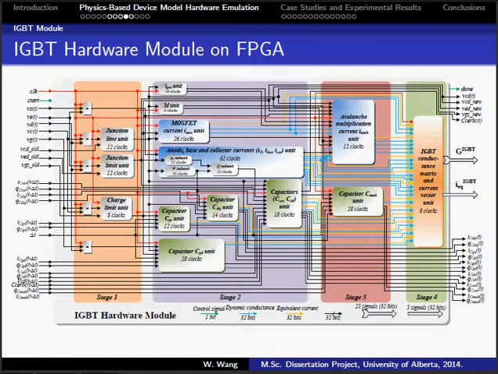Stage 4 receives the calculated dynamic conductance, shown as the blue arrows, and the equivalent current, shown as the yellow arrows, and they are combined into a 5 by 5 conductance matrix and the equivalent current vector of the IGBT.